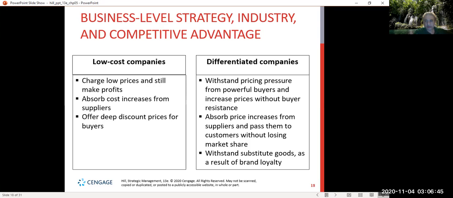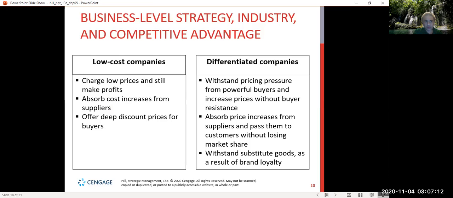So, properly executed, a well chosen and well crafted business level strategy can give a comparative advantage to the company over its potential rivals, and more precisely it can put the company in an advantageous position relative to each of the competitive forces which we have discussed in Porter's five forces model.